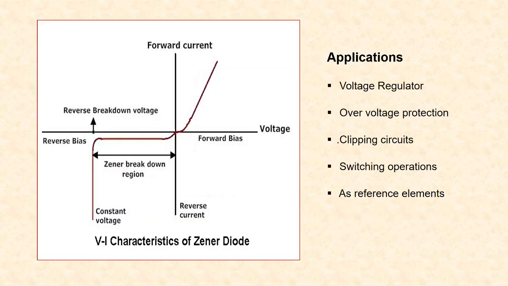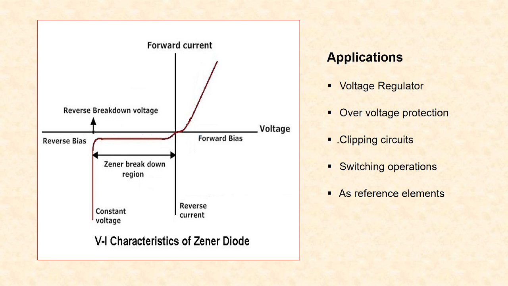Next is the VI characteristics of Zener diode. In forward bias condition, Zener diode acts as a normal PN junction diode. In reverse bias condition, if the applied reverse voltage increases above the breakdown voltage or knee voltage, the current increases rapidly to a maximum value, and this is called breakdown.